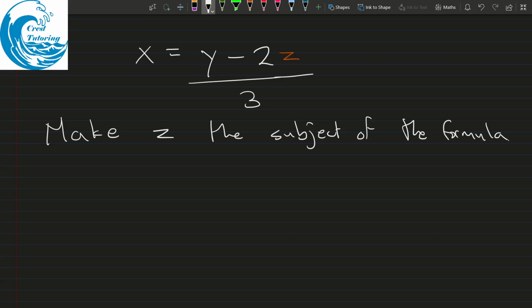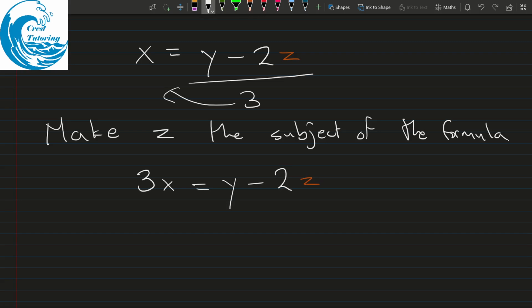Okay, so we'll go through the answer. So x equals y minus 2z all over 3. This one now has numbers in it for the first time, so it might make it a little bit easier. So we're going to bring the 3 up. So we have 3x equals y minus 2z.